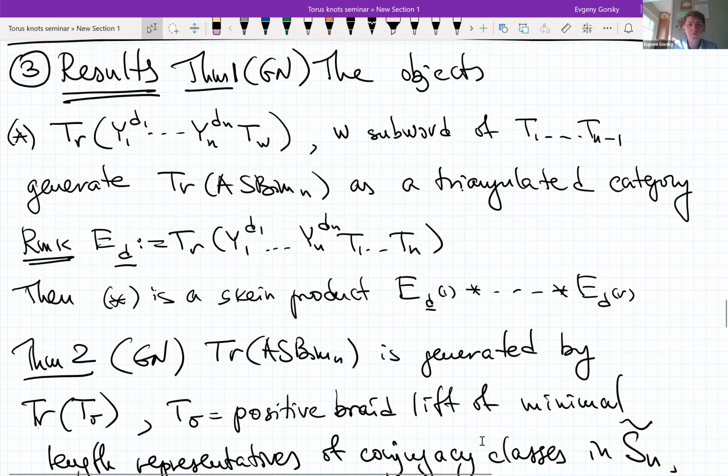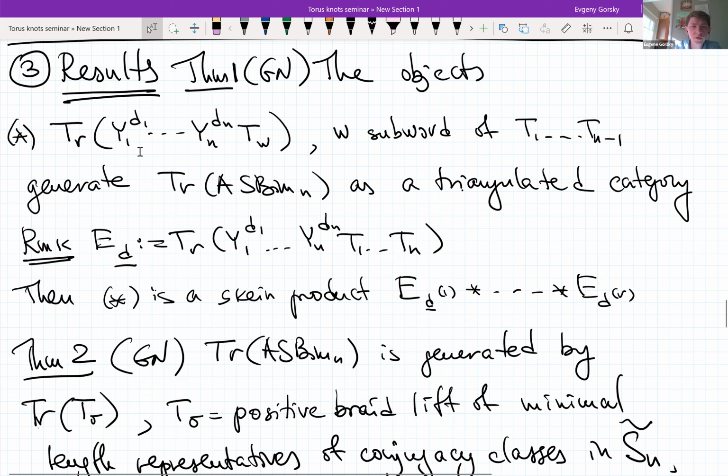That's the main result. So the main theorem number one is that we can take the product of these Y's. So we have commuting elements Y, but just take the product of these Y's in some powers d1 through dn. And then we multiply by an additional braid, which is just a subword of the Coxeter braid. So you have the product of T1 through Tn minus 1. Maybe we erase some letters, but it's really a short permutation if you want. So it's T1 up to some point, then maybe you erase some letter, then you have from some Ti to some Tj and so on. And so this is a subword of this Coxeter element.